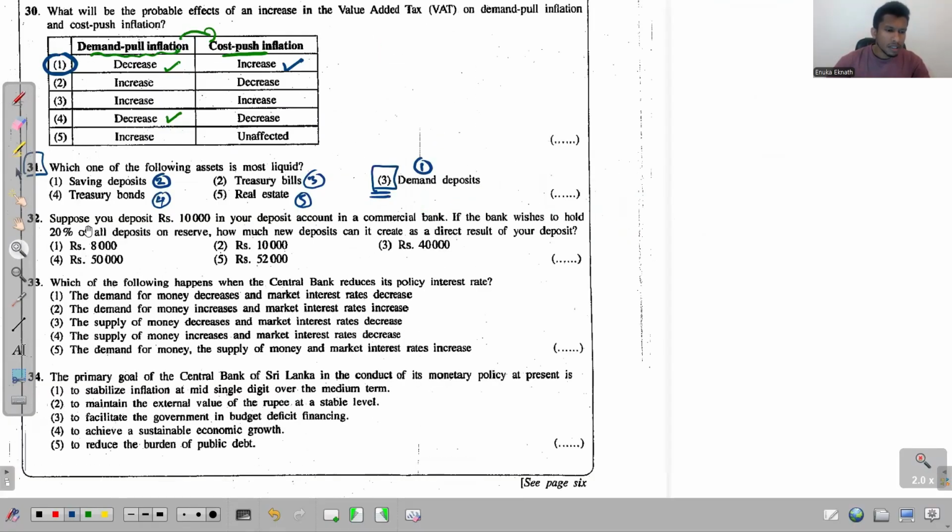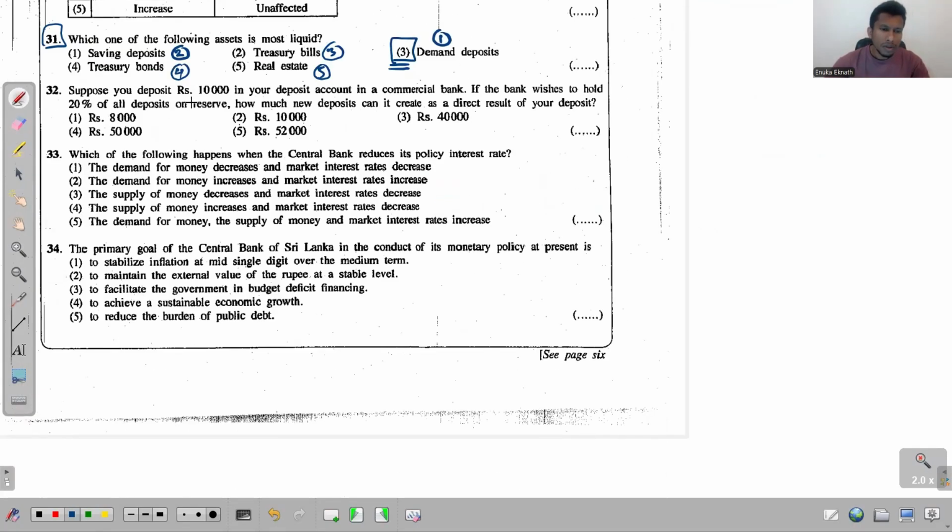Right, look at this question 32. Suppose you deposit rupees 10,000 in your deposit account in a commercial bank. If the bank wishes to hold 20% of all deposits on reserve, how much new deposits can it create as a direct result of your deposit? Okay, so there are two important words here. The first one is how much new deposit. The other one is direct result of your deposit.